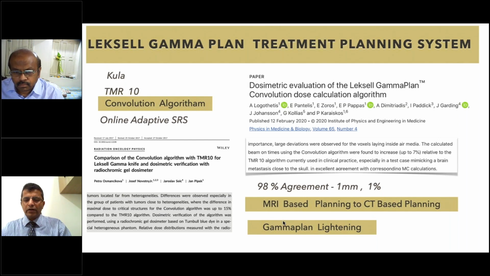they have launched a new treatment planning software by the name Gamma Plan Lightning, a couple of weeks ago. So whatever we are going to discuss will not be the latest trend in connection with Gamma Knife radiosurgery.